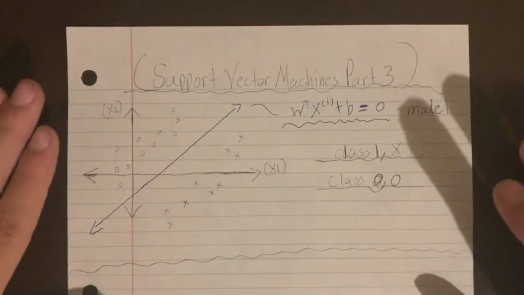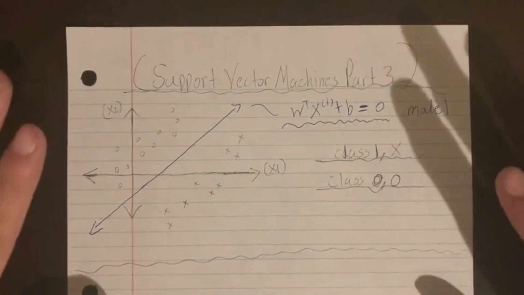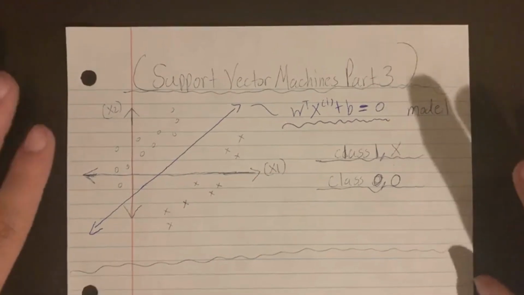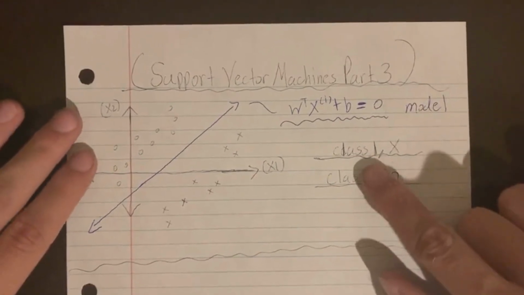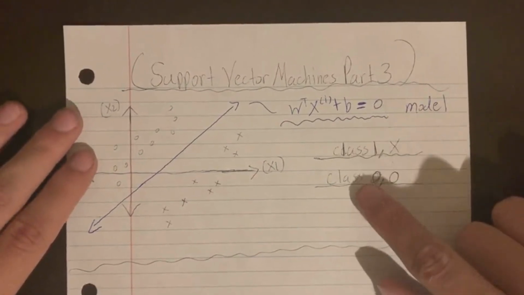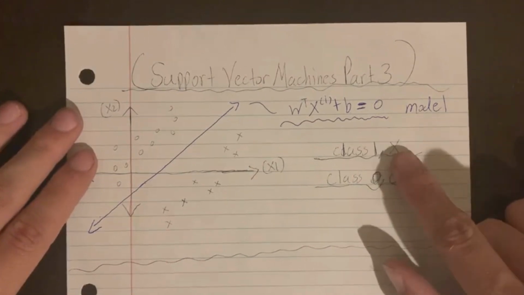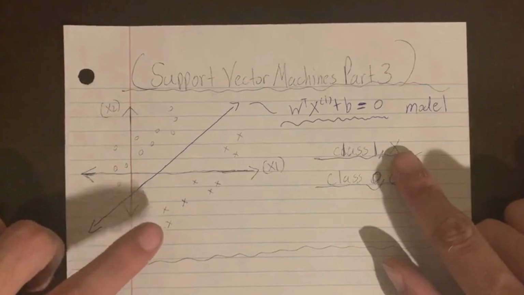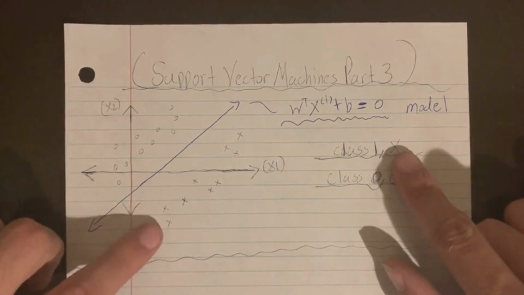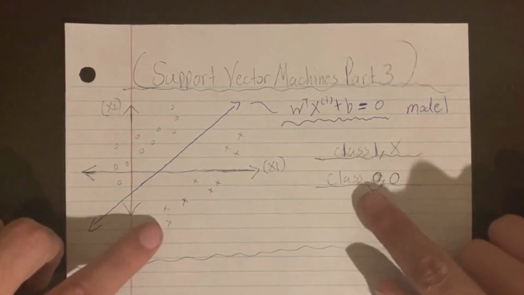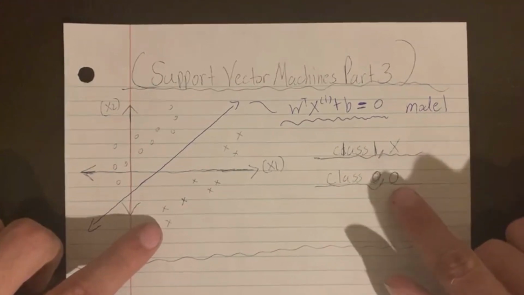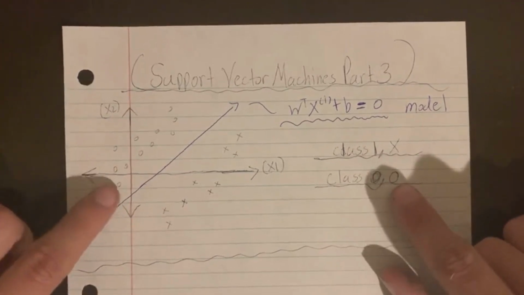Okay, so remember, we had a data set with two classes in it, class 1 and class 0. Class 1 is represented by an X, so each data point that has an X is an example of class 1, and class 0 is represented by a circle, so every data point that's a circle is an example of class 0.